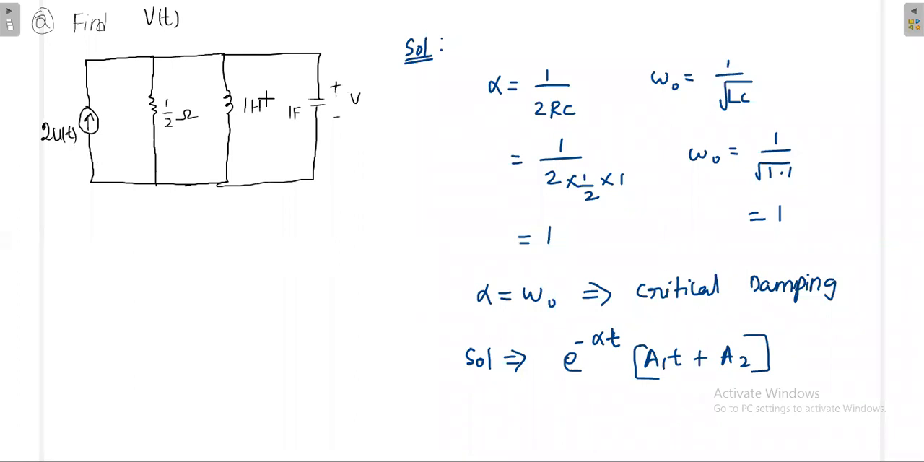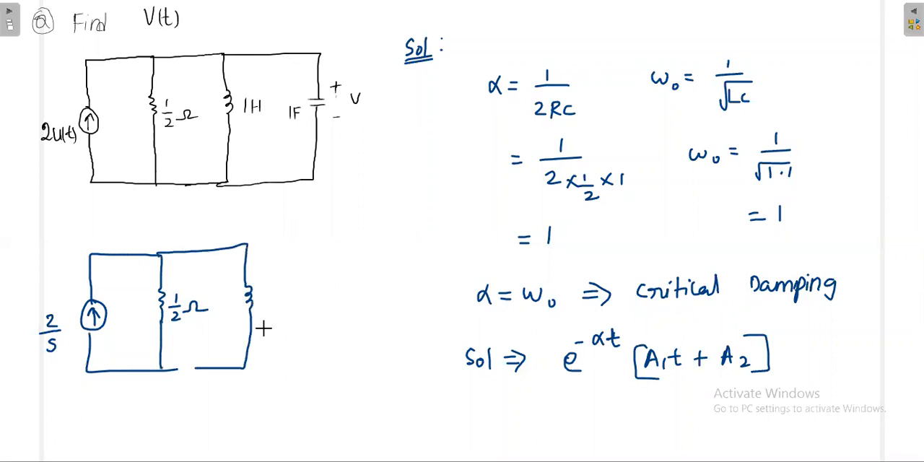The capacitor and inductor do not have any initial energy. Then how to represent that? First, the current source. If you take the Laplace transform, that is 2 by s, since the Laplace transform of u(t) is 1 by s. This resistance remains as resistance. Then for the inductor it is sL, simply s. For the capacitor it is 1 by sC, so it remains as 1 by s. And this voltage, once you take the Laplace transform, is V(s). Now you can apply KCL at this node.